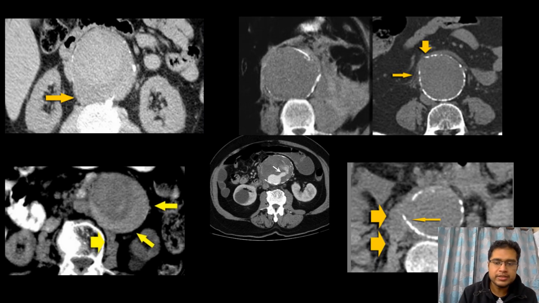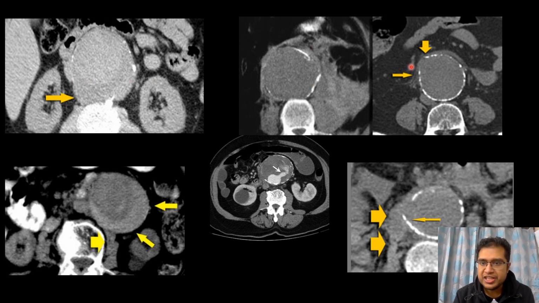Important slide showing the signs of impending rupture and contained rupture. This is actually a draped aorta sign. The aneurysm is actually ruptured posteriorly, but it is contained within the prevertebral space here. There is this discontinuity of the intimal calcification which is seen here. So this aneurysm is actually ruptured posteriorly.